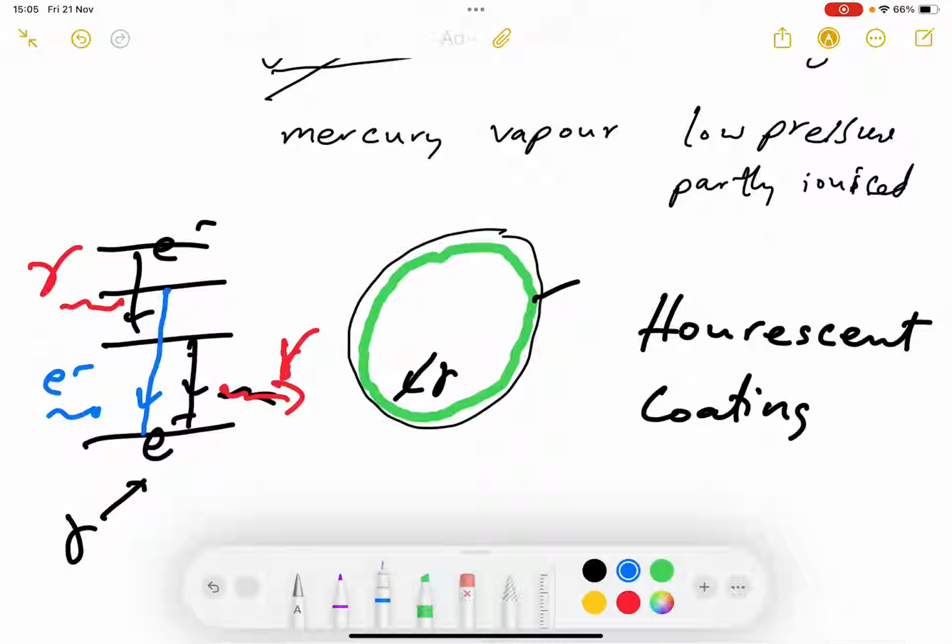I'm just going to check the spelling of the word fluorescent. Yeah, no, that's great.